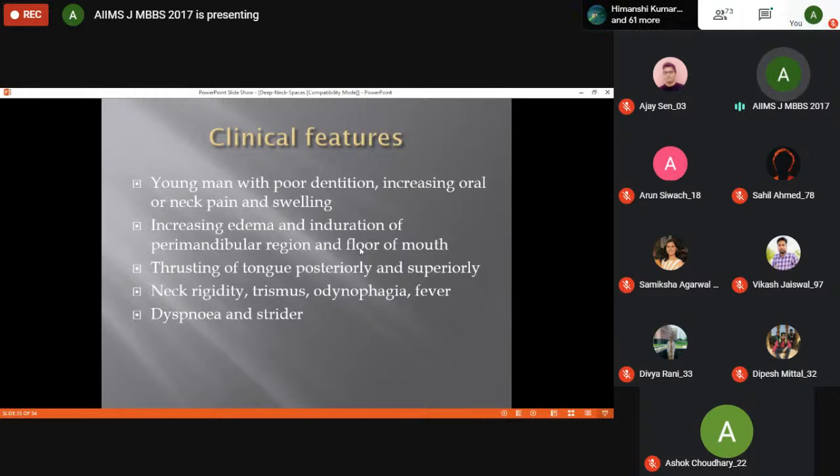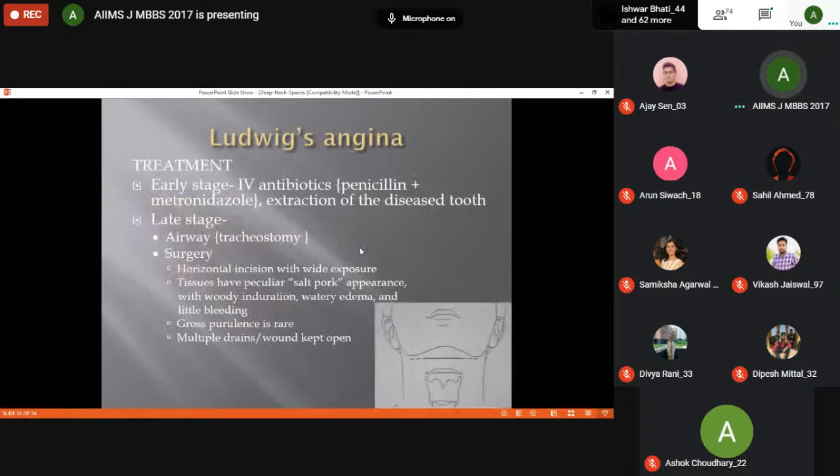Don't confuse neck rigidity with meningitis. This is a different thing. There will be dyspnea and stridor, which is the most common complication. Fever will be there. So what is the treatment? Antibiotics. The most common organism is streptococcus, for which the gold standard is penicillin, and for anaerobes it is metronidazole, followed by removal of the source of infection, that is the tooth if it is present, and any other foreign body if it is present. In late stages, for the airway, we need to do the tracheostomy.